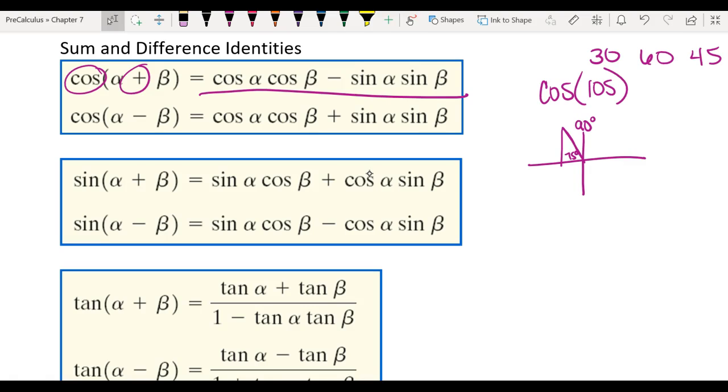So sine of alpha minus beta is sine alpha cosine beta minus cosine alpha sine beta. Yeah? All right.